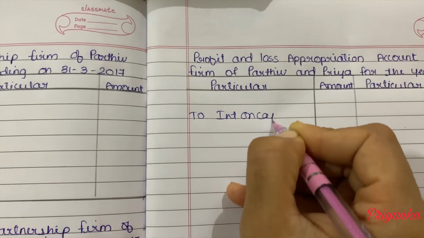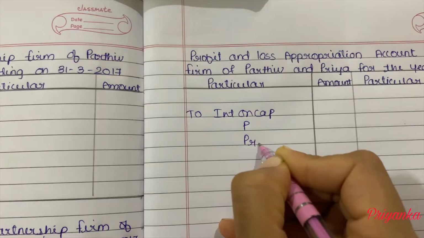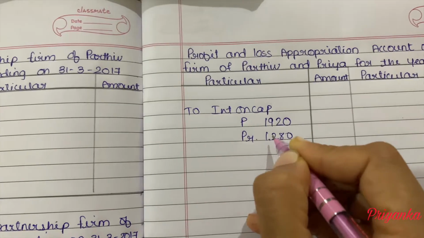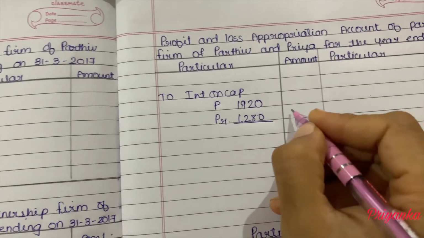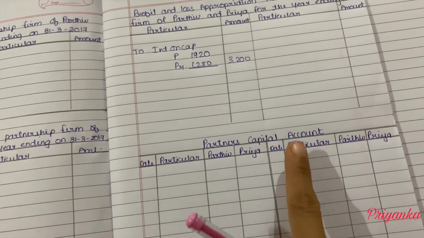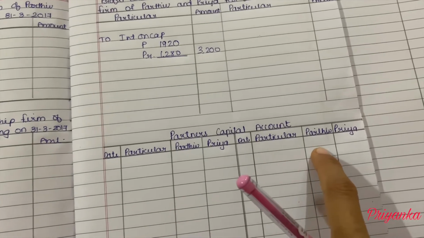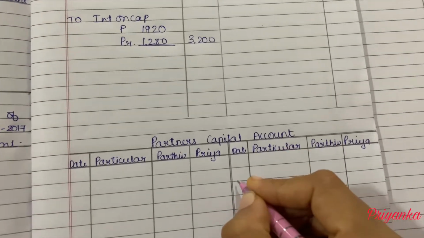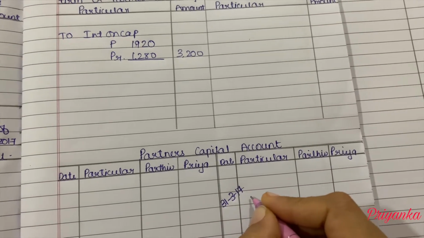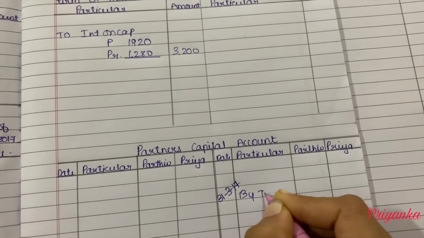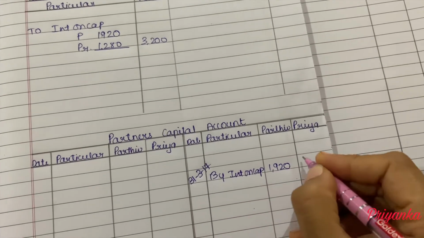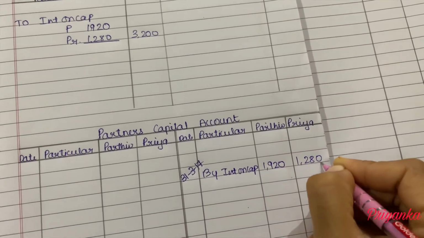Interest on capital of Parthiv and Priya. Amount 1,000. Now this second entry will move across to the partners' capital account. Remember, leave one line for the opening balance and write down from the second. For the date, whatever you are calculating, write down the last date, the ending of the financial year. So interest on capital: 1,920 for Parthiv and 1,280 for Priya.